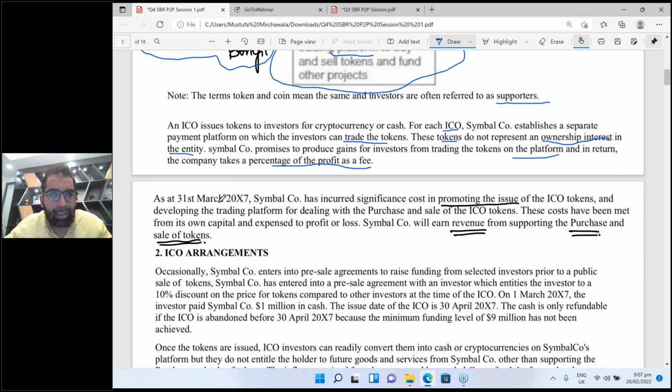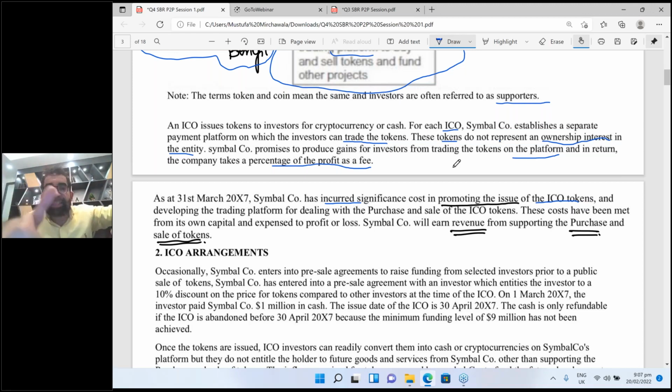Okay, now one more thing. At 31st March X7, Symbol company has incurred significant cost in promoting the issue of the ICO tokens. This is promotion cost. Now please pull the handbrake. Promotion cost means advertisement cost. Promotion or advertising cost is a different thing, and making a trading platform and making software is a different thing. Keep these two things separate.